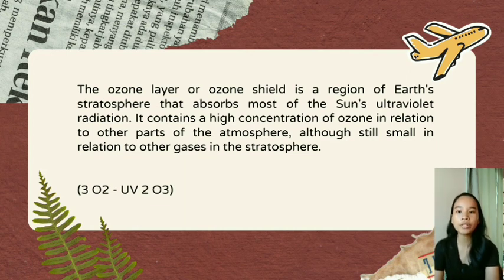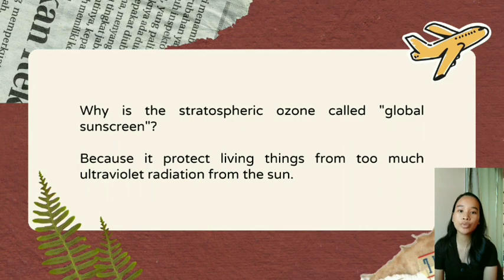The emission of ozone-depleting substances has been damaging the ozone layer. Why is the stratospheric ozone called global sunscreen? The stratospheric ozone layer is called the Earth's sunscreen because it protects living things from too much ultraviolet radiation from the sun.